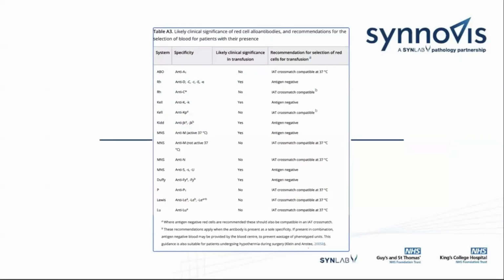So this is just a snapshot from the BSH guidelines, about what the recommendations are for the selection of blood if you do detect an alloantibody. As you can see, there's quite a few that are IAT cross-match compatible. If the patient does have a positive screen, they will always get an IAT compatible cross-match if time allows, and it's not an emergency. And many of the others have antigen negative units that we need to be able to supply. If we don't have it in-house, we would then speak to the reference centre and the national blood stocks to see if we can get those blood units on site.